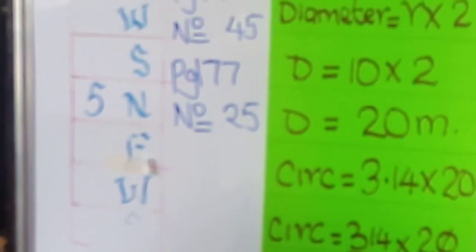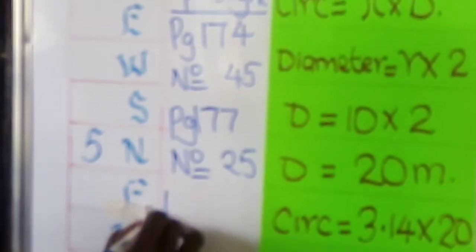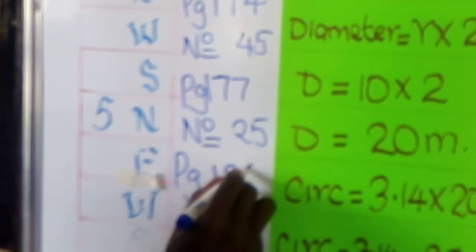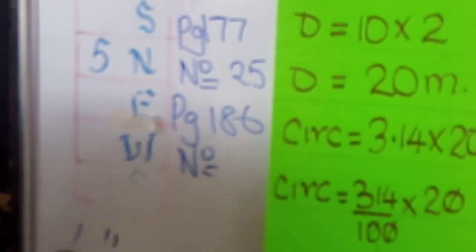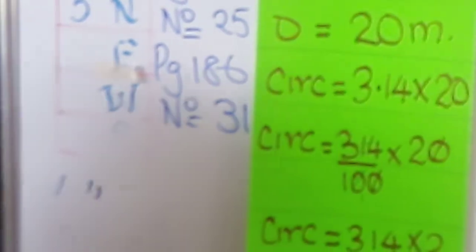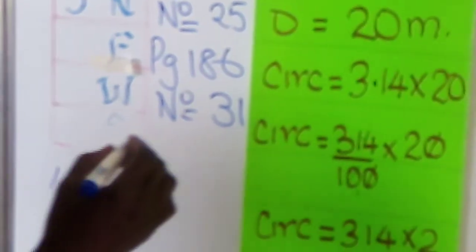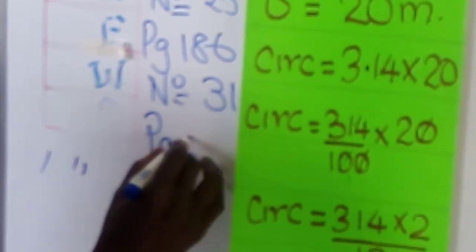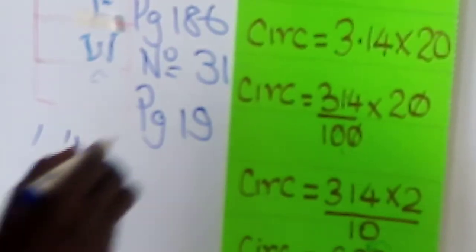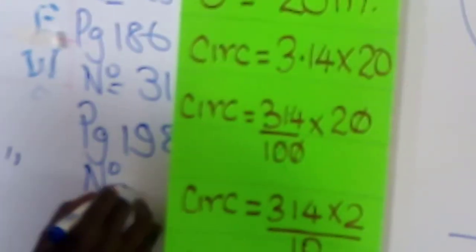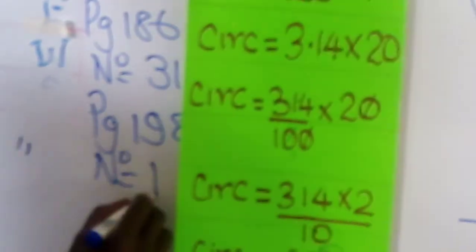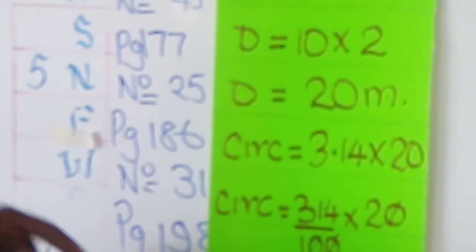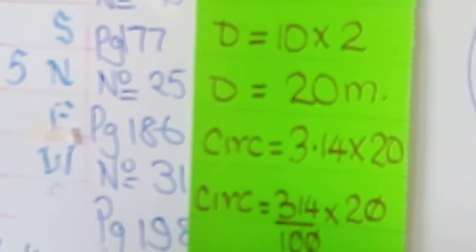Page 186, you're going to do number 31, and page 198, you're going to do number 13. Please attempt these questions. They're going to give you enough practice over this circumference and perimeter.